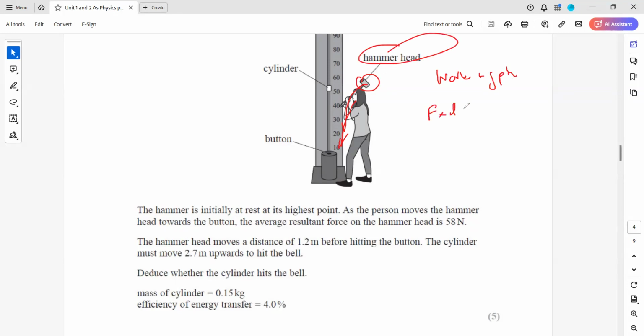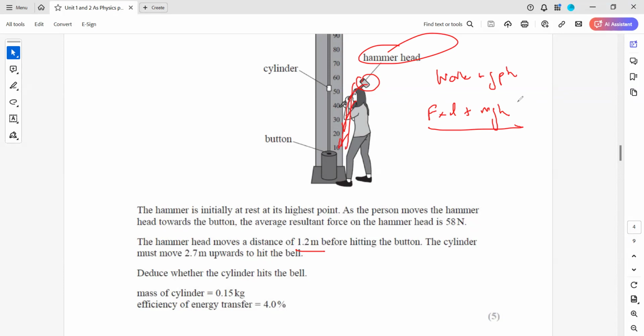Work done will be force times distance plus mgh, the mass of the hammerhead times gravity times height, which we move to a height of 1.2. That will give us the total. Actually, it should be like this, but because the question did not give us the mass of the hammerhead, we ignored the gravitational potential.